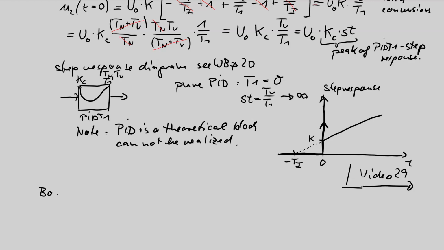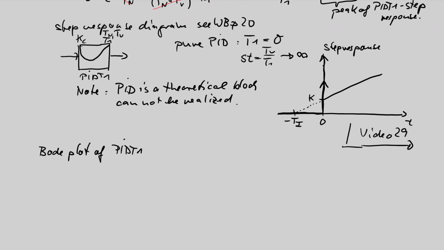Some words to the bode plot of PIDT1 in chapter 5 of this lecture. We use the bode plot as base information to design controllers. So we also have to work with a bode plot of PIDT1 because, of course, this is a standard classical controller we will use in many applications.